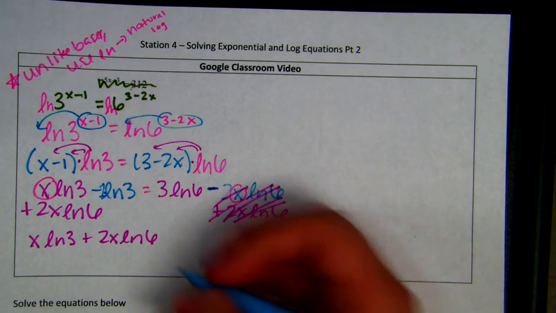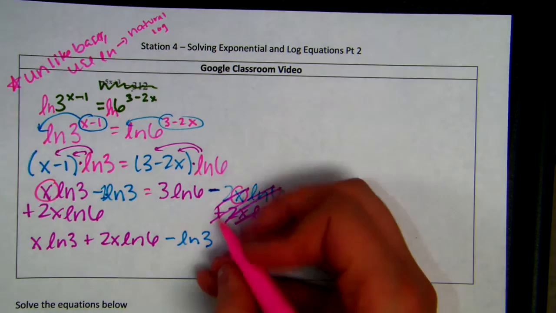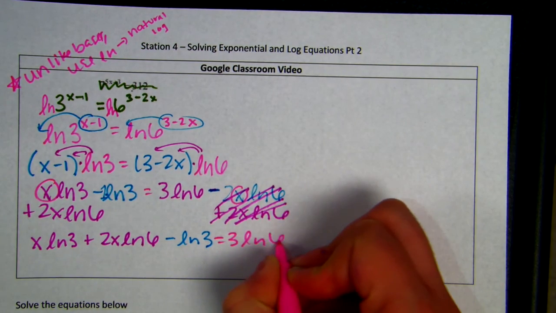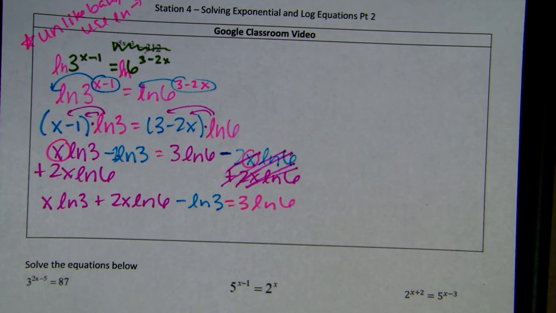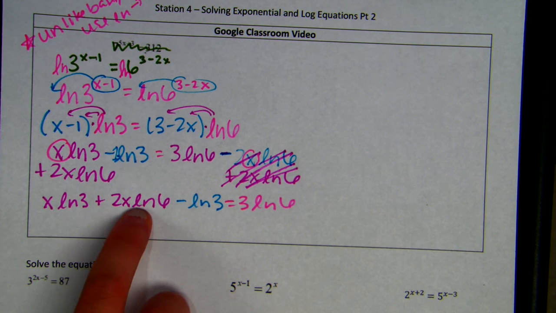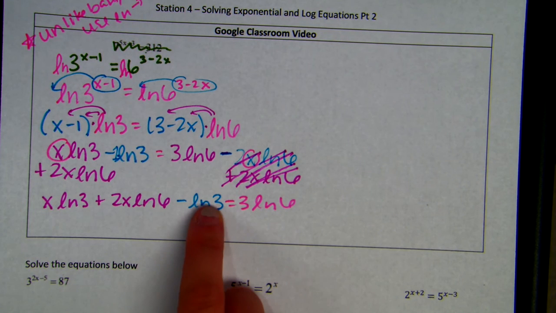Reminder, I still have that minus 1, so minus natural log of 3 equals 3 natural log of 6. So we're going to bring that down. All right, we're looking good. Here, notice on this side I have an x and an x, that's good, but I have this extra guy right here. Oh man, that's the bell.